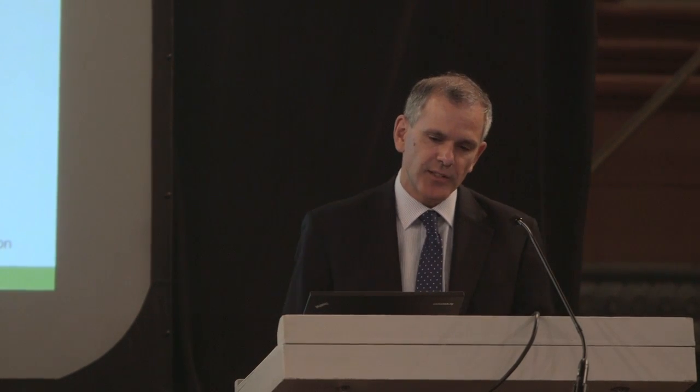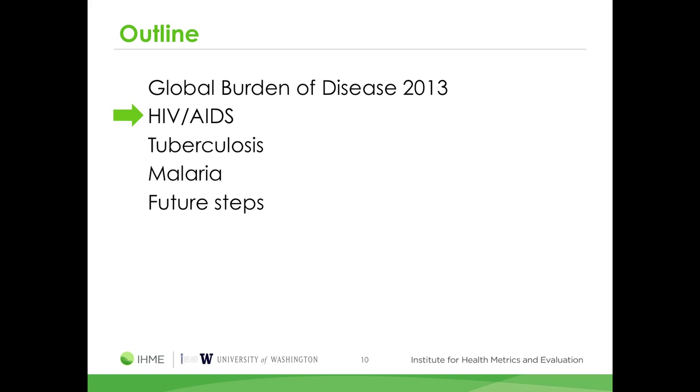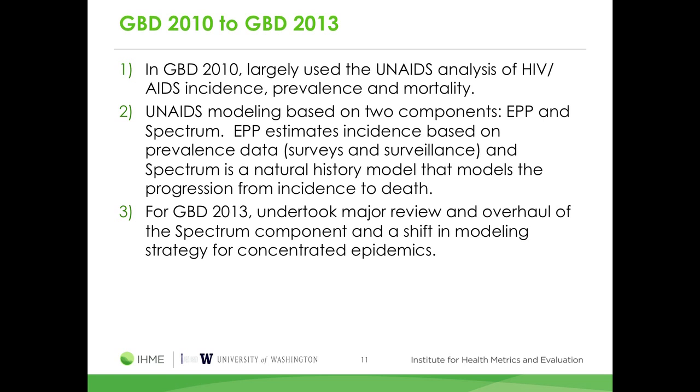So now I'd like to go into a little bit more detail on HIV/AIDS, tuberculosis, and malaria, highlighting some of the key changes and some of the key challenges as we see it. So in the GBD 2010 for HIV/AIDS, we largely used the very extensive modeling effort undertaken by UNAIDS as an input into the GBD 2010 with minimal change, except around cause of death, where we forced the sum of cause-specific mortality to equal the demographic estimates of all-cause mortality. But bar that, no change.